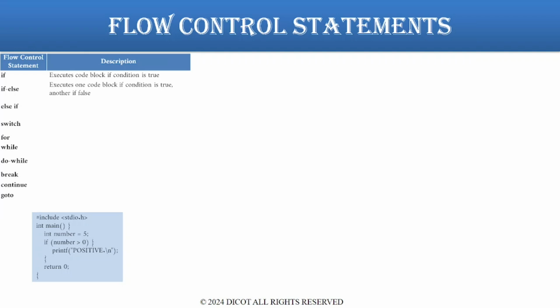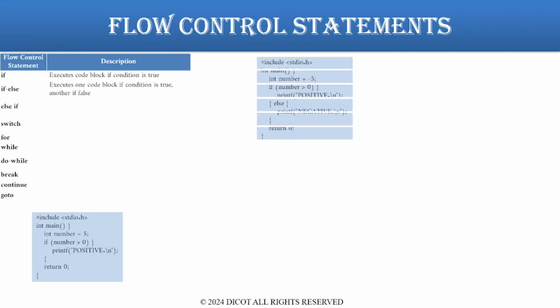The if-else statement provides an alternative block of code that executes if the condition in the if statement is false. In this case, the number has been initialized to a value -5, and the if condition is checking if number is greater than 0, which will turn out to be false, and hence the else part will execute and the program will output negative.